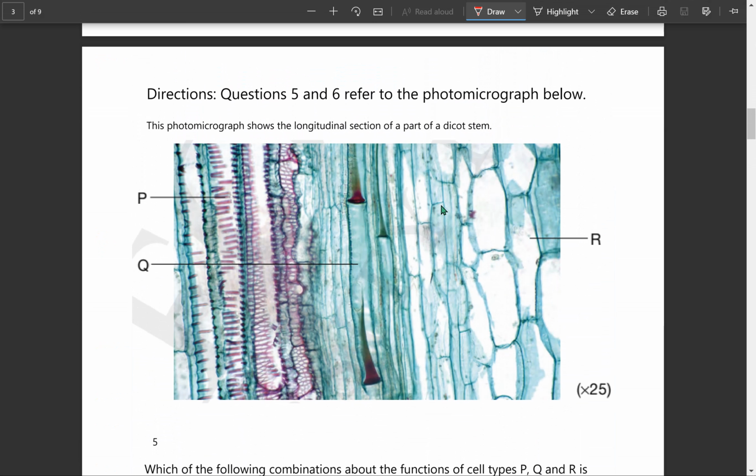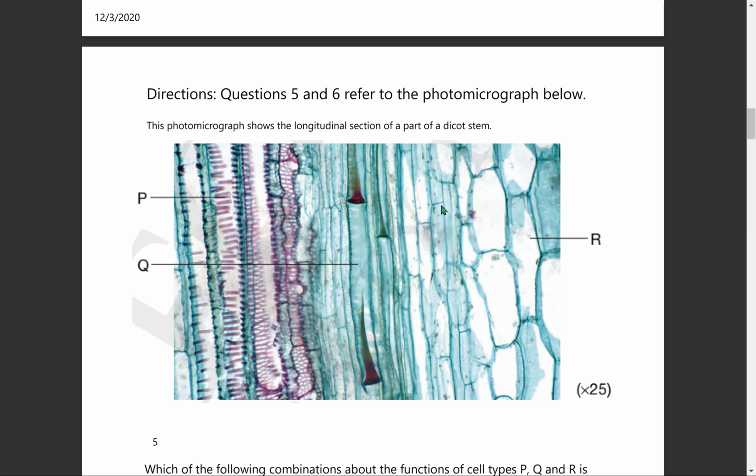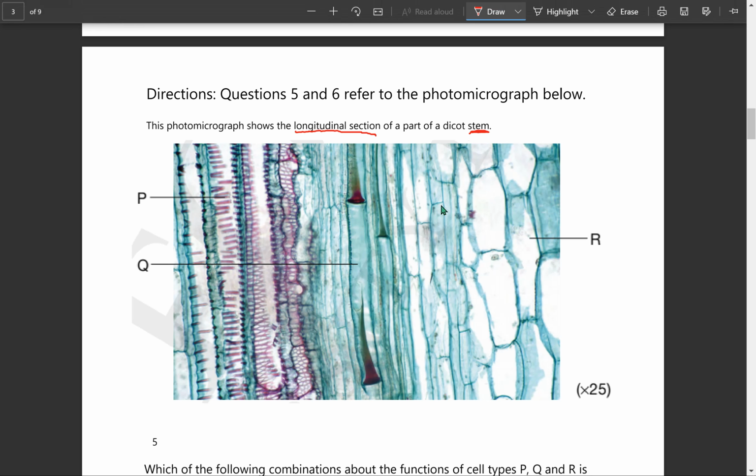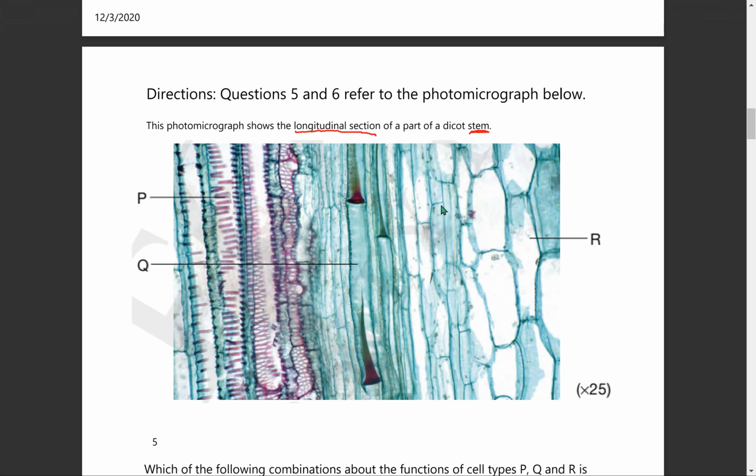Question 5 and 6 refer to the photomicrograph below. This photomicrograph shows the longitudinal section of a part of a dicot stem. First of all, you have to identify what P, Q, and R are. So P, you have the thickenings, you have the patterns here. So a thickening part in a stem. Just deduce whether it's the xylem, phloem, or the cortex.